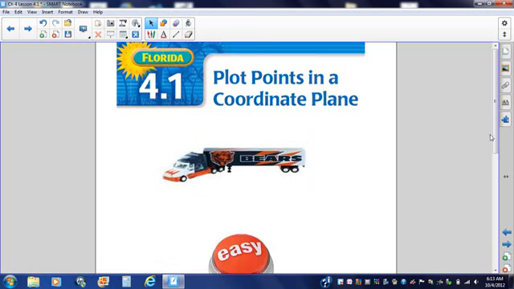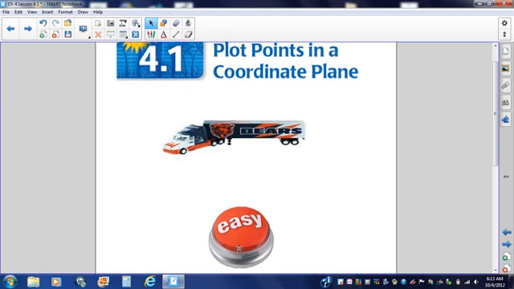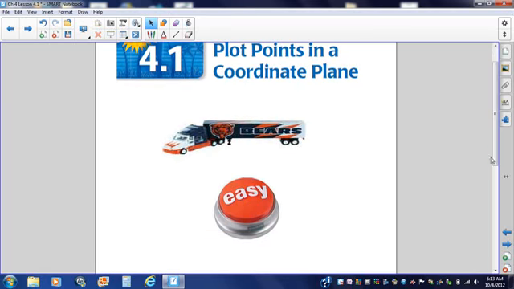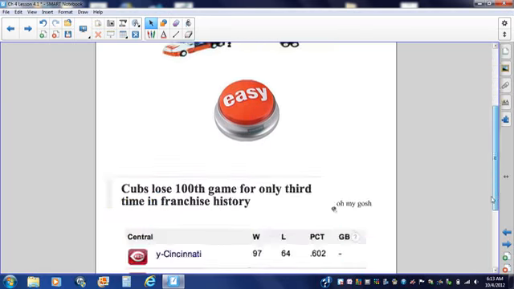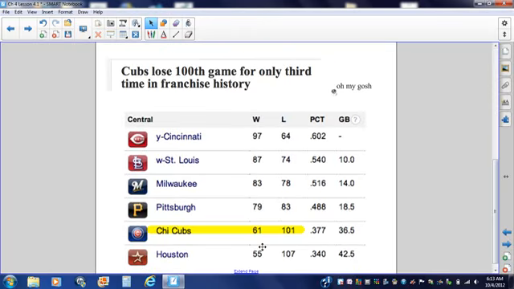And Mr. Phillips is going to do his best to make this lesson as easy as it was for the Cubs to lose over 100 games. Ouch. Oh my gosh.